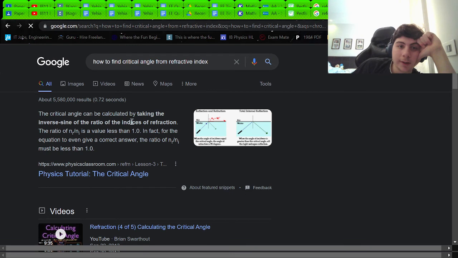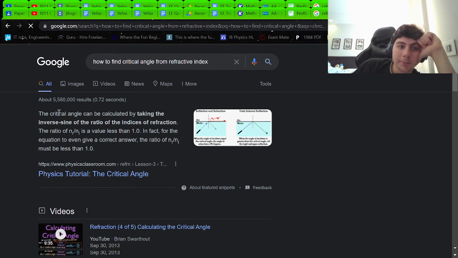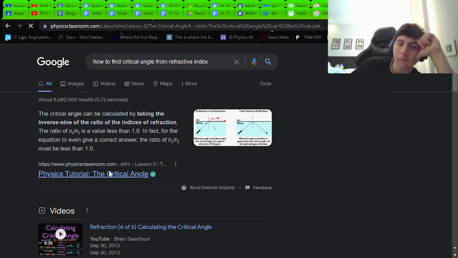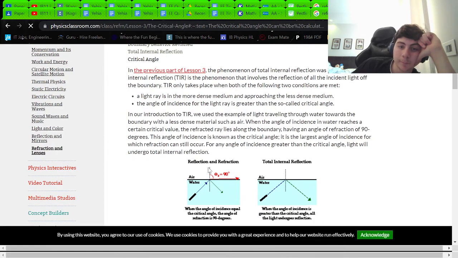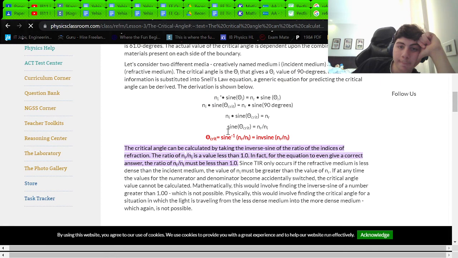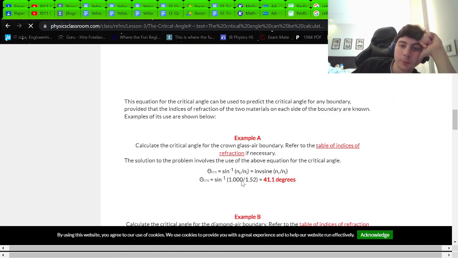Critical angle can be got by taking the inverse sine of the indices of the. Oh, really? So I take the inverse sine of 2 over 2.4. The inverse sine of 2 over 2.4.